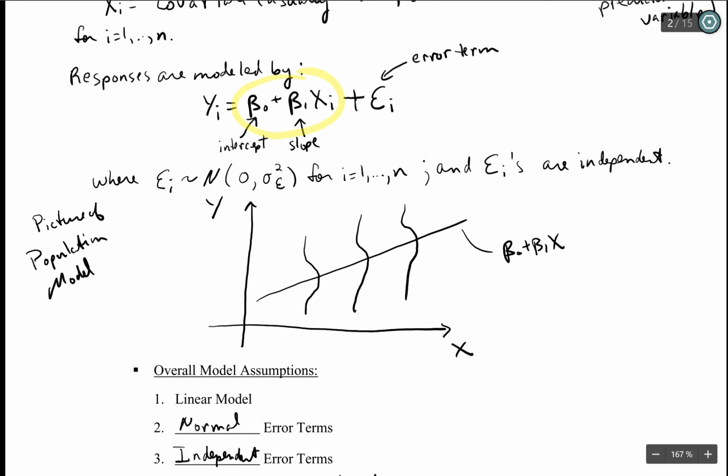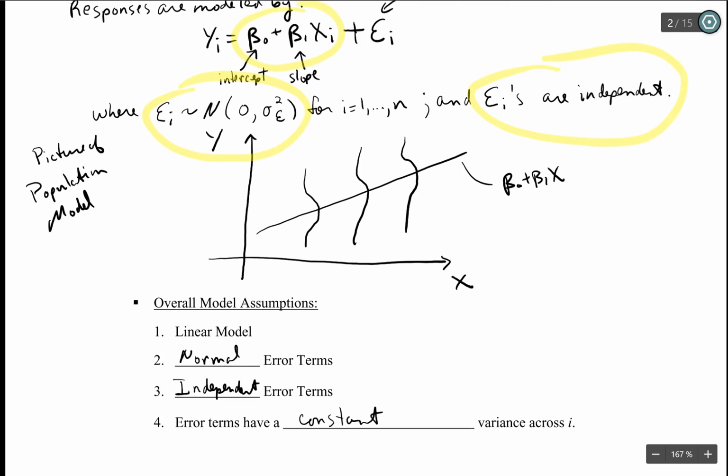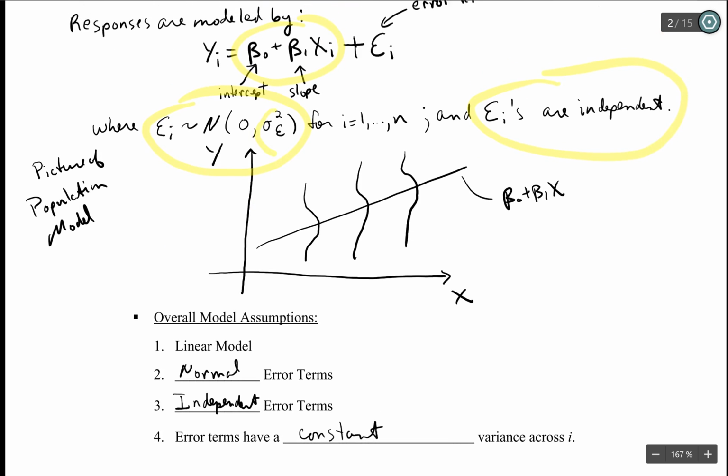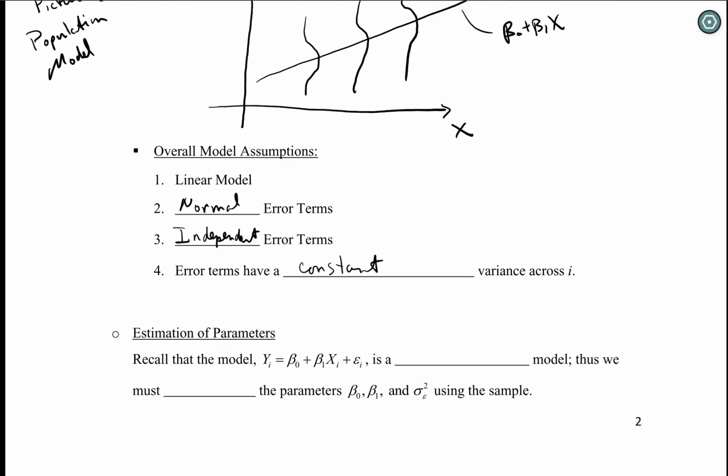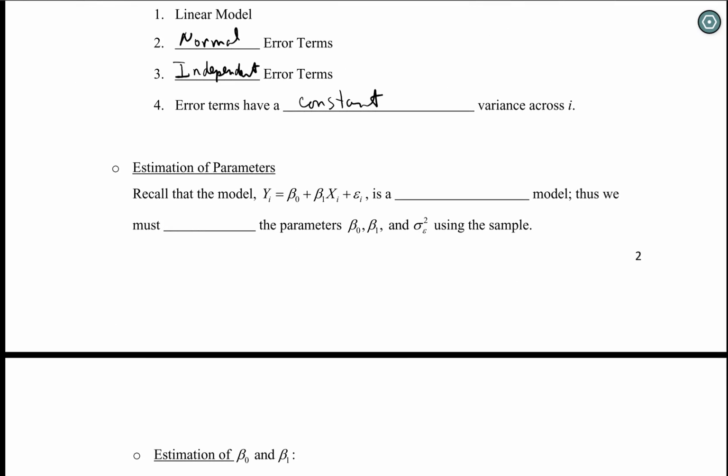So that's reflected in the first assumption here. There's the linearity part. The normality here is that the error terms are normal. The independence is expressed here, that the error terms are independent, and that the error terms have a constant variance across all i is expressed in that part there. That the variance of epsilon i is sigma squared epsilon. We're going to talk about ways to estimate that later, but that's the variance of our error terms, and it's constant across all the values i there.